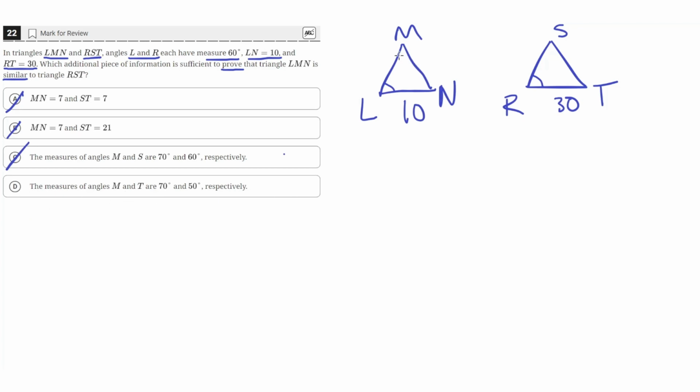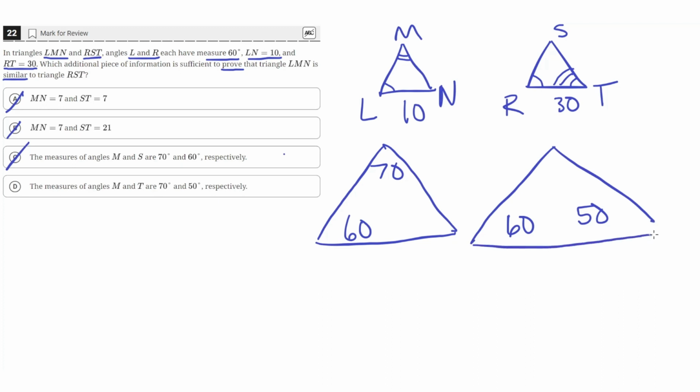So the measures of angle M and angle T are 70 and 50 respectively. So if angle M is 70 degrees, and angle T is 50 degrees, and we know that angle L is 60 degrees, and we know that angle R is also 60 degrees. So I'm just redrawing the triangles here with the angles.